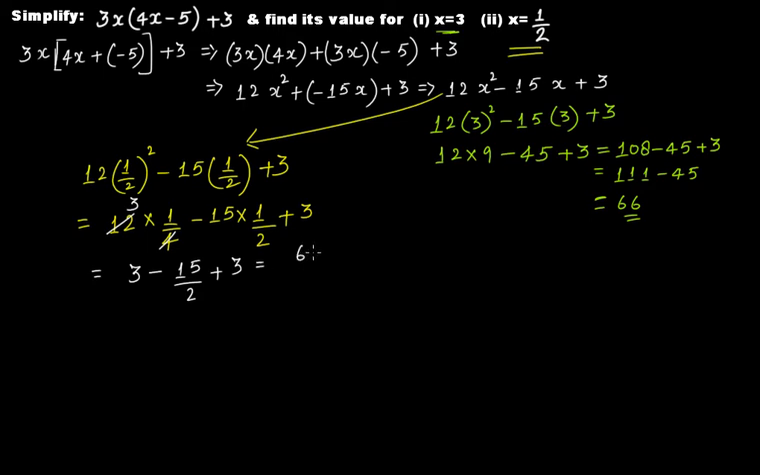So 6 minus 15 by 2. If you take the LCM, you get the denominator as 2. This is 12 minus 15. You get minus 3 by 2. So the answer is minus 3 by 2 in this case.